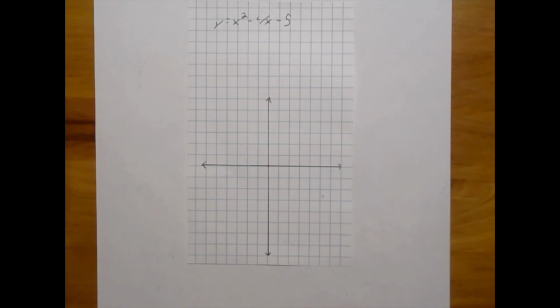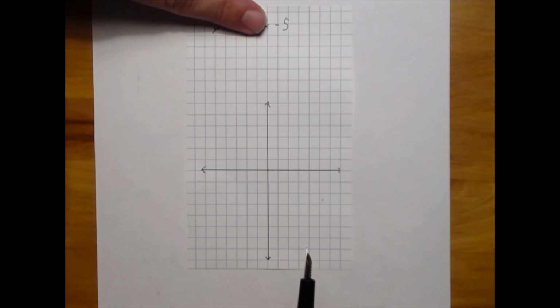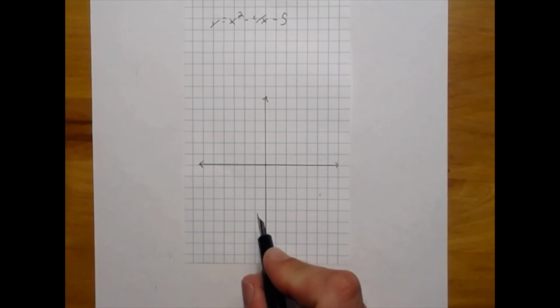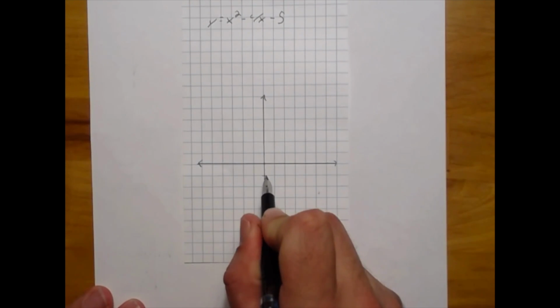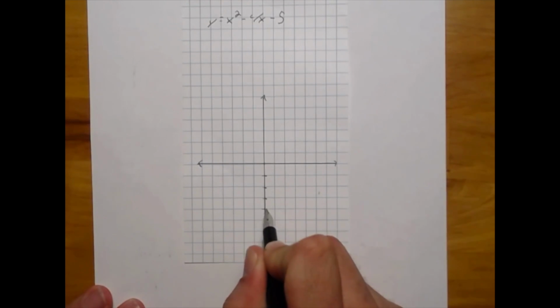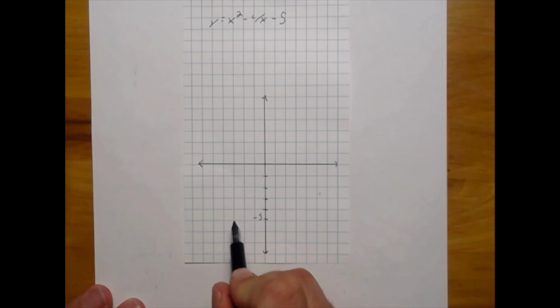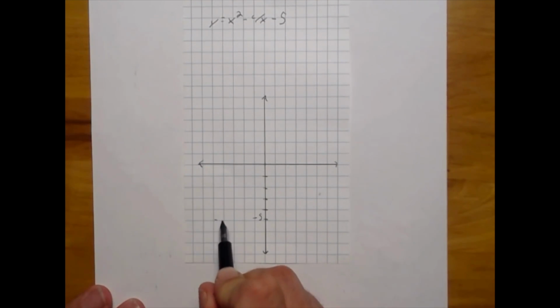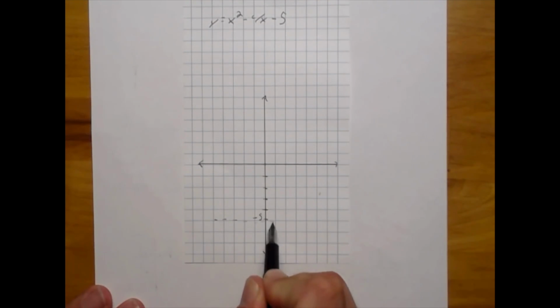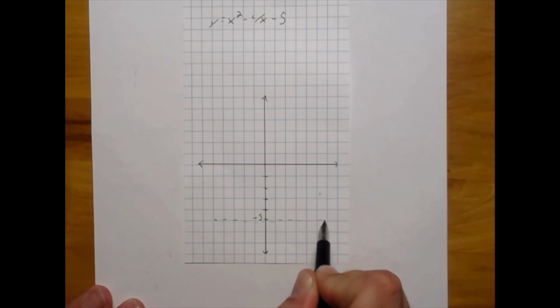The first thing I notice is that the y-intercept we defined as when x is equal to 0. And if x is equal to 0, then y is negative 5. So I'm going to place that y-intercept of negative 5 on the graph. That means to me that there's two locations where y can equal negative 5.